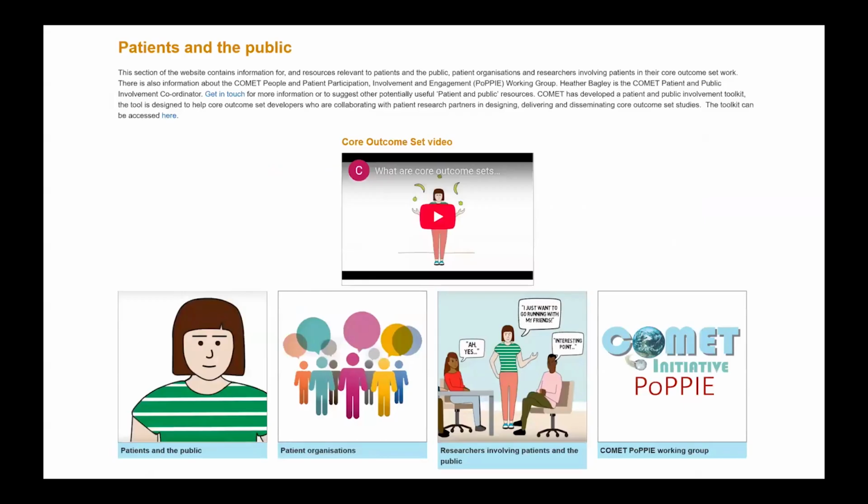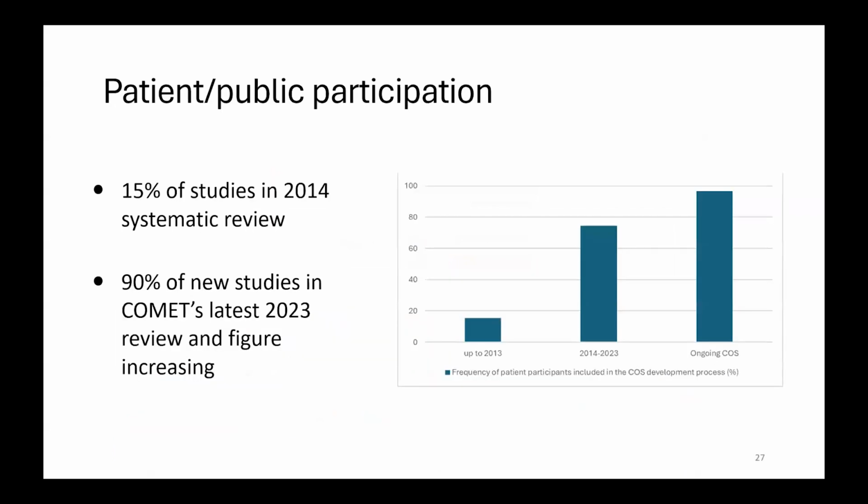And then we have other resources. We've got videos and multimedia resources explaining core outcome sets in plain language terms. We have resources targeted at patients to explain the process, and then resources for researchers who want to involve patients or include them in the process. And as I said, we've got the PPI Working Group who do a lot of this, but all of this can be found on our COMET website.